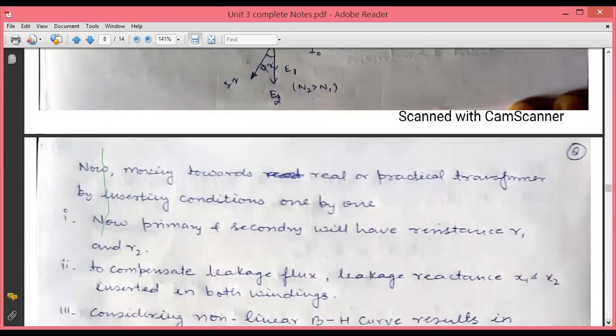Now moving toward the real or practical transformer. This one was the total portion which we understood with the help of the ideal transformer.